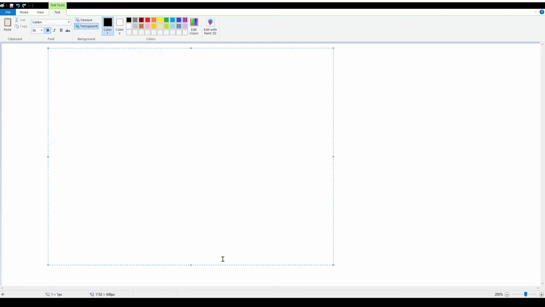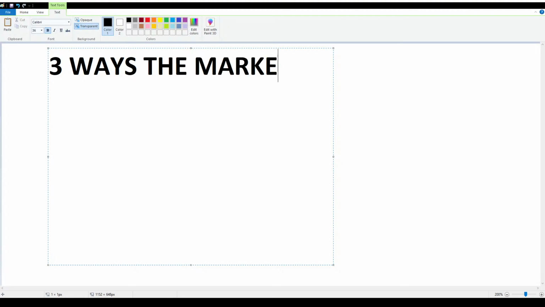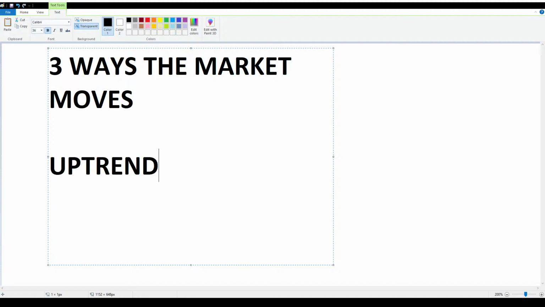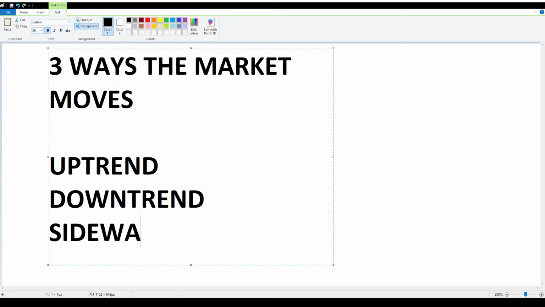So another thing you guys need to understand is that there's three main trading sessions, and the market has three main trading behaviors, or three ways that the market moves. So the first way is the uptrend. The second way is the downtrend. And the third way is sideways, the sideways trend.